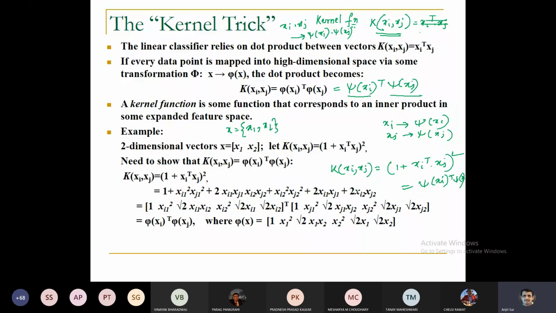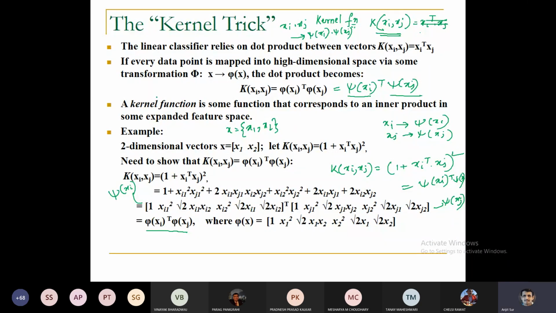After that, this can be written as a vector product: 1, xi1 squared, root 2 xi1 xi2, xi2 squared, root 2 xi1, root 2 xi2, transpose. This is one vector. The other is 1, xj1 squared, root 2 xj1 xj2, xj2 squared, root 2 xj1, root 2 xj2. And these two vectors are essentially, this one is phi of xi and this one is phi of xj. So phi of x is basically a higher dimensional data representation.